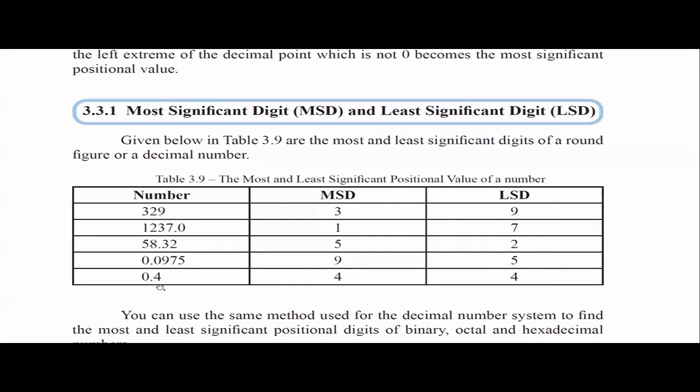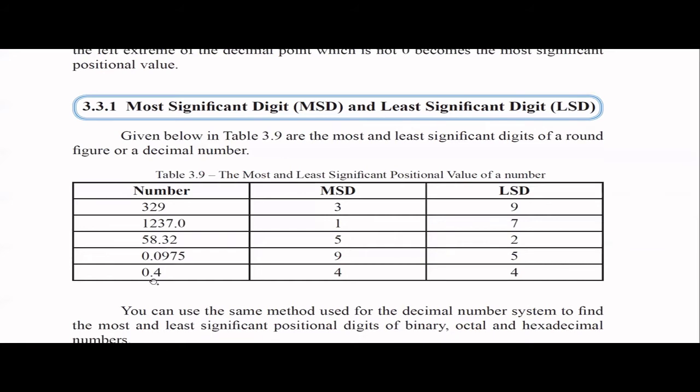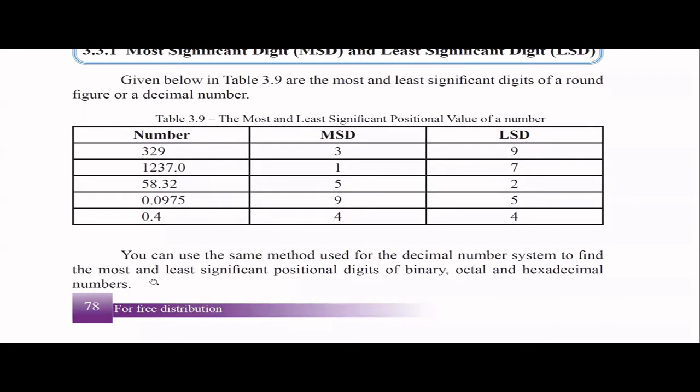And MSD, most left extreme number, it's not 0. It cannot include zeros, right? Therefore it will be again 4. So 4 is the MSD and LSD. Both values are the same. Okay. The same method can be used not only in the decimal number system. It can be used in binary, octal, hexadecimal, and other number systems as well.